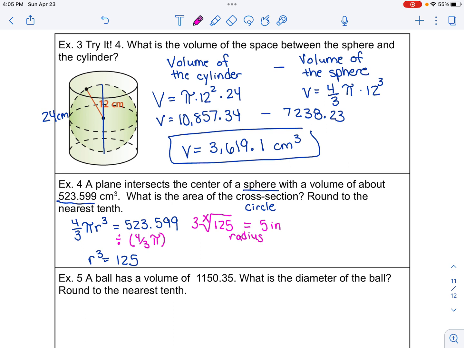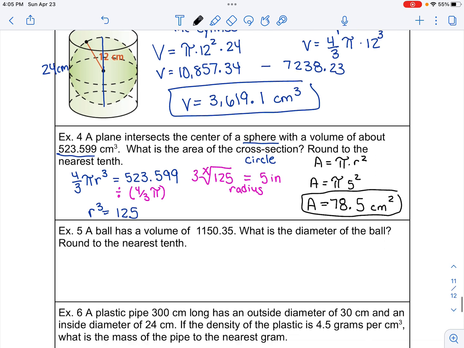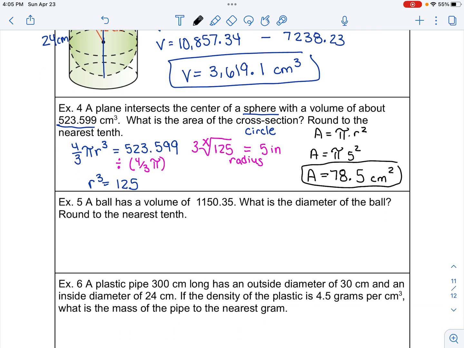Now that we have the radius, we can find the area of a circle. The area of the circle equals pi r squared. So this one would be pi times 5 squared, which would be 25 pi, or let's round to the nearest tenth, so I'll say 78.5. Because we're doing area, I'm going to say it's centimeters squared instead of cubed. So this one had to work backwards to find the radius and then use the circle formula to fill that out. All right, how about you guys try the next one?